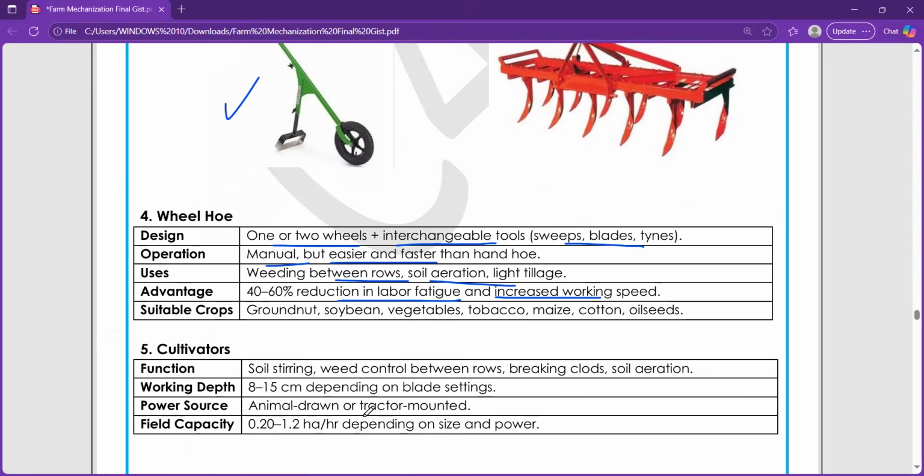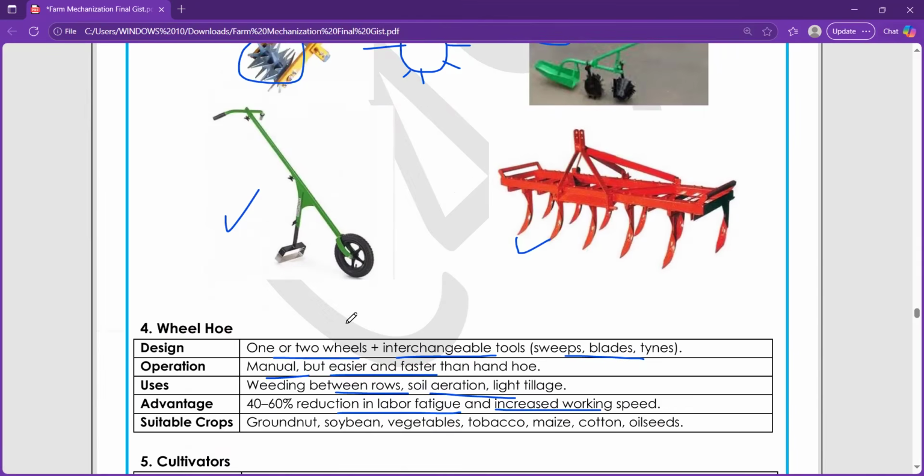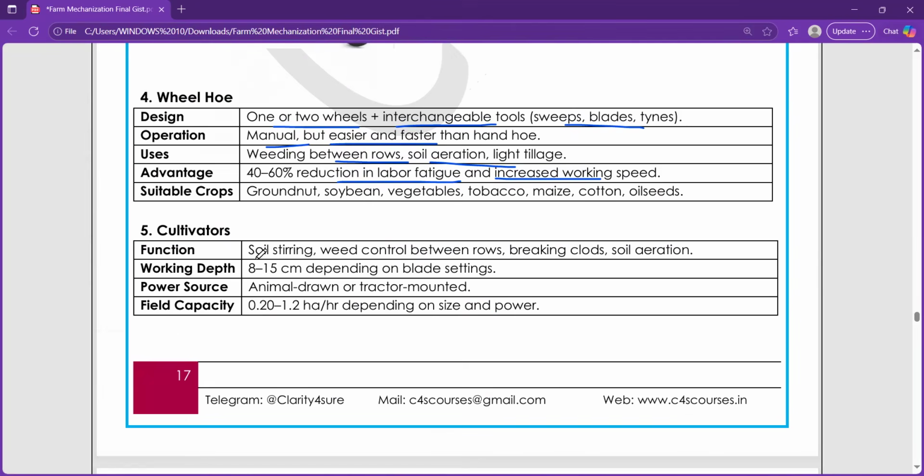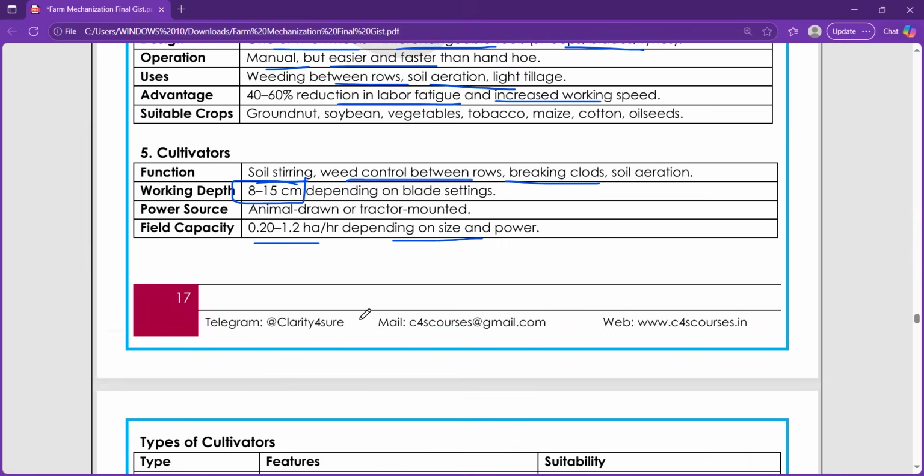Next we have cultivators. This is the image of a cultivator. Cultivators have the function of soil stirring, weed control between rows, breaking clods, and soil aeration. The depth is again important here, 8 to 15 centimeter. And the field capacity, you can see from here, is 0.20 to 1.2 hectare per hour, depending on the size and power.